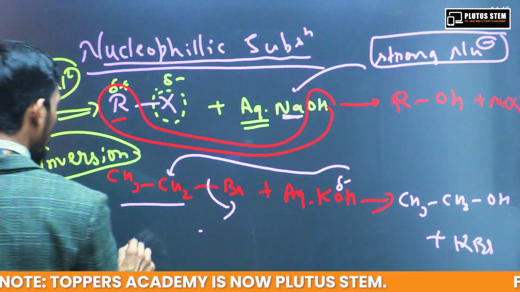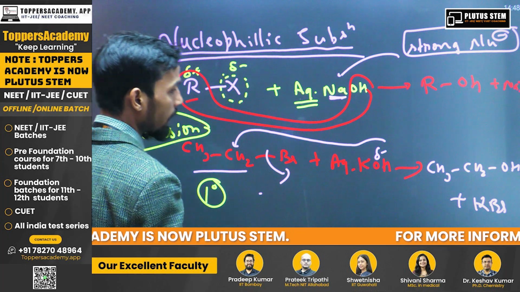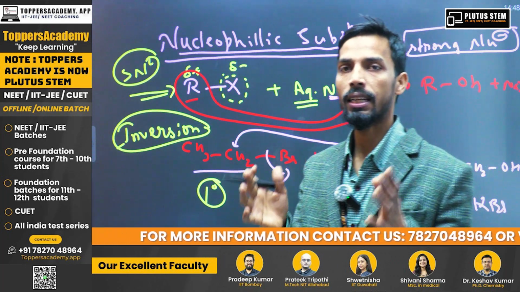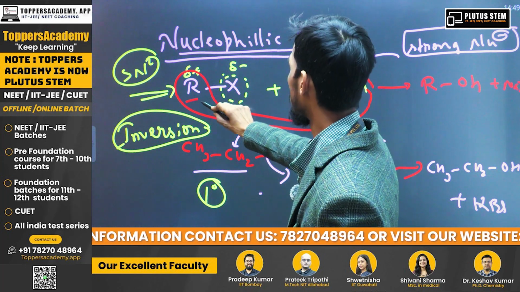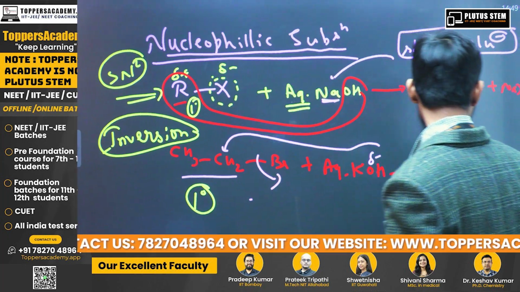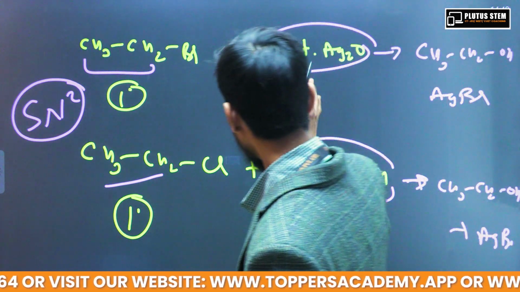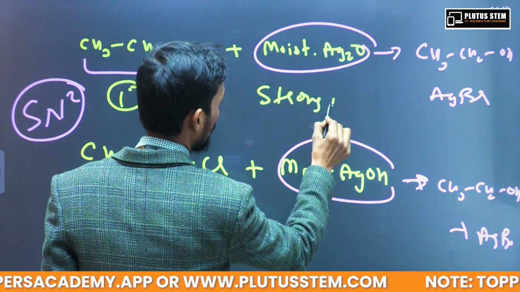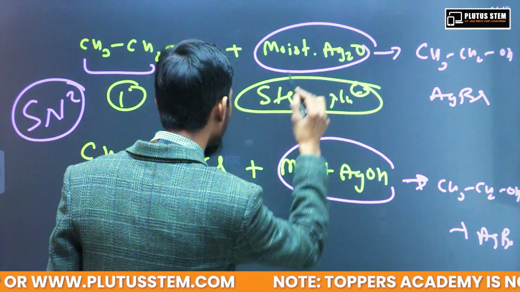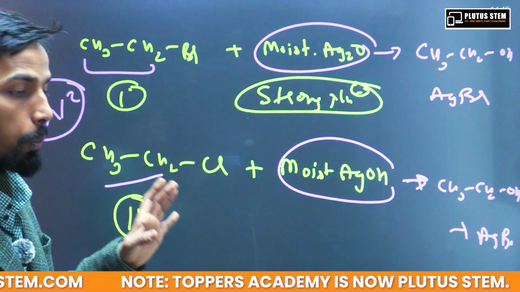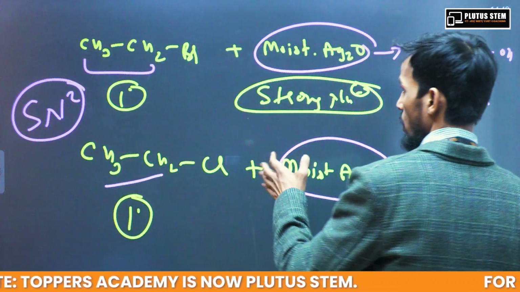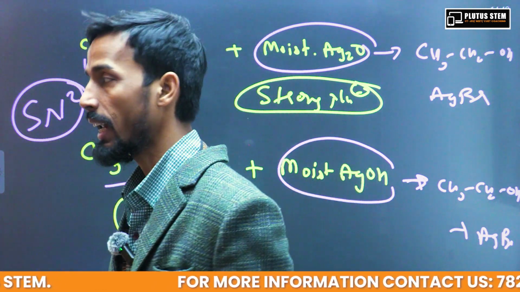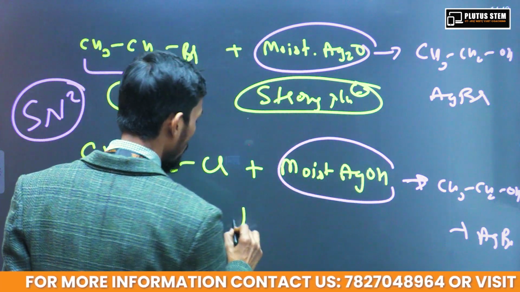If you need to know in detail why we are using only a 1 degree substrate, then you have to go to the video of SN1 and SN2. So today I will just tell you that a 1 degree substrate is preferred over here, and they need a strong nucleophile to proceed with this reaction. So in this reaction, when we are having a strong nucleophile, the reaction proceeds through the SN2 mechanism, and we are getting an inversion product.